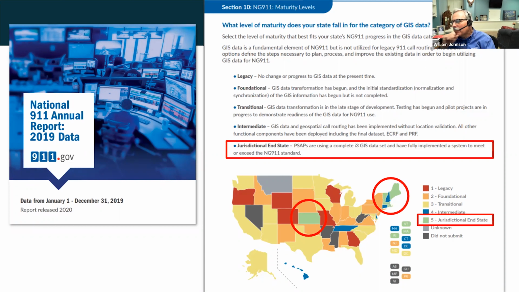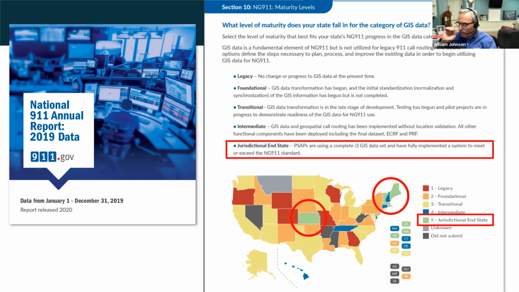If you look at the map, the light green colors are the 5 states, 4 of them in New England and Kansas, that reported in 2019 that they are at the jurisdictional end state. In other words, they've got all the GIS data needed for NextGen 911 ready and operational. I thought it was very interesting, and I called and talked to folks in each of those states.